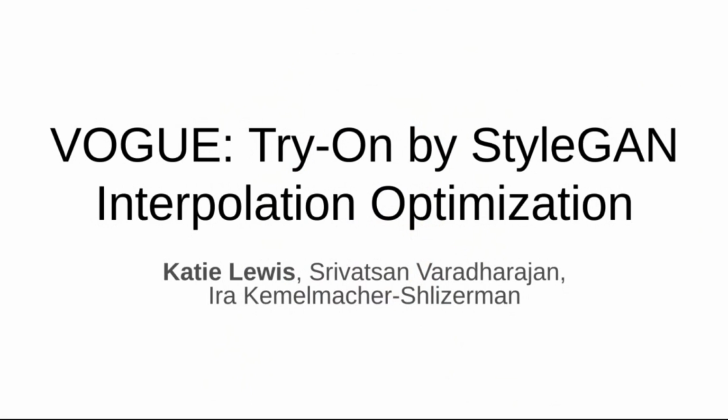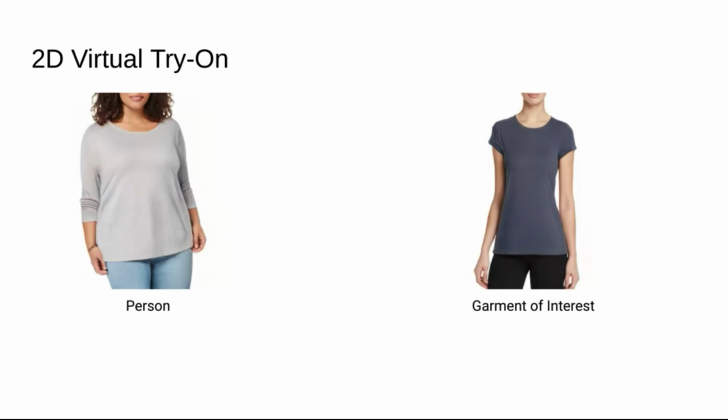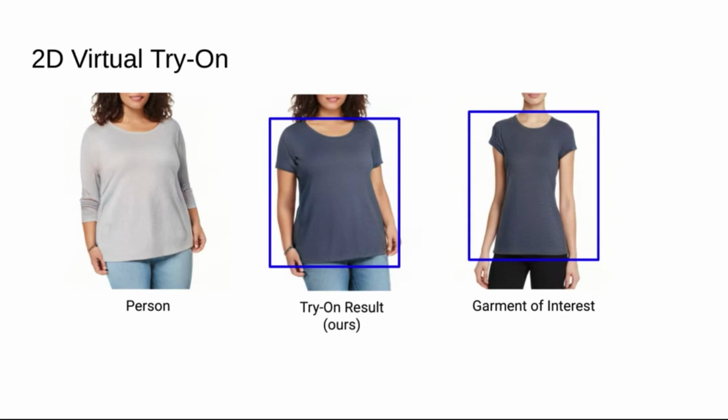We present our virtual try-on method, VOGUE. In the virtual try-on task, we are given an image of a person and an image of a garment of interest. Our goal is to synthesize the person on the left wearing the garment of interest from the right image. This try-on result is produced by our method.